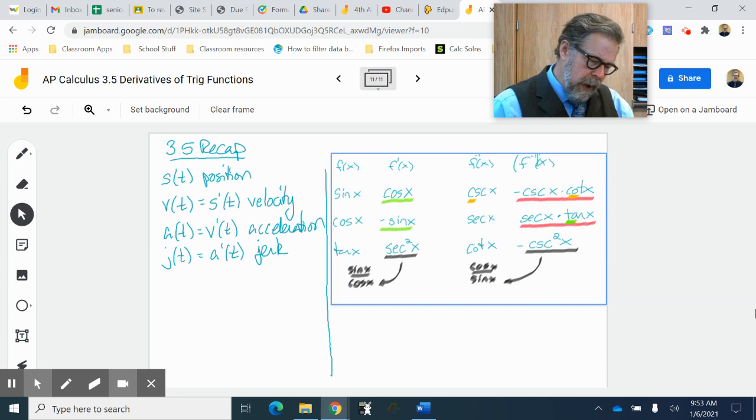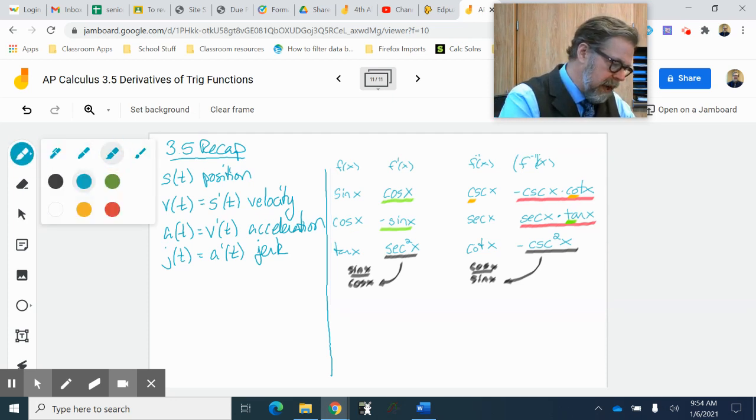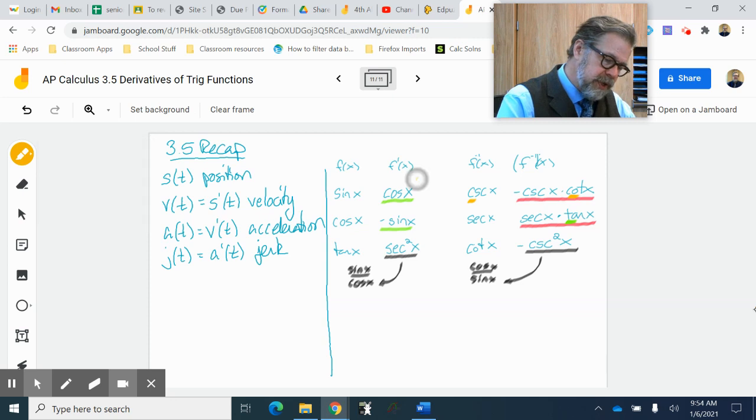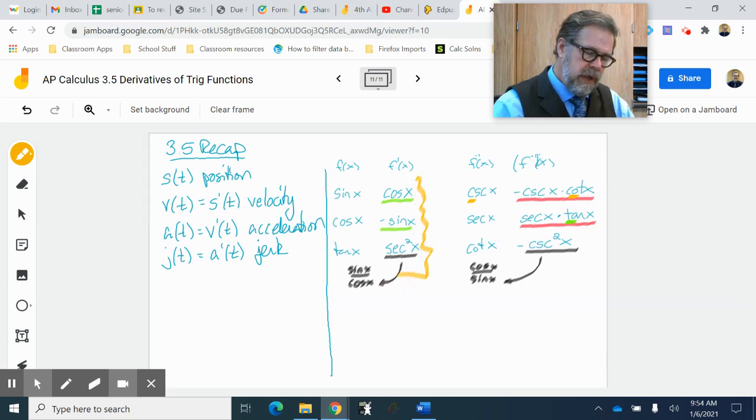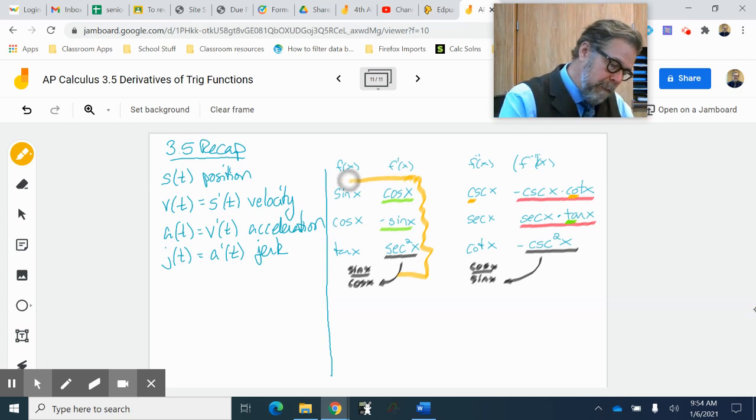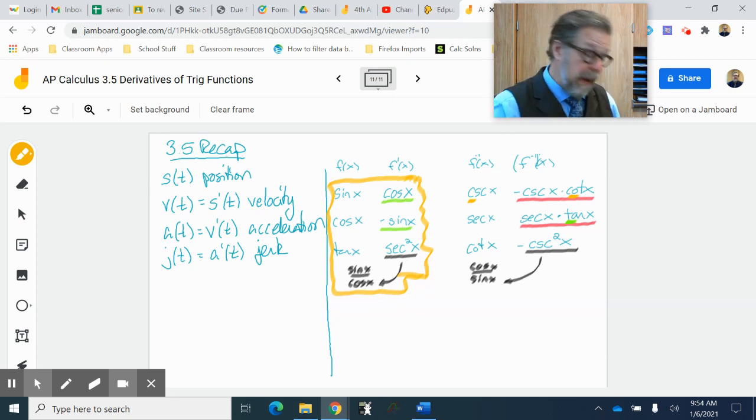So honestly, you could even derive the 3 on the right from the 3 on the left. We know cosecant is 1 over sine, so you could just use the quotient rule to bang out the derivative of cosecant. So at a minimum, you should memorize these 3 right here if you think you might have time to derive the other 3. But you may find it easier to just commit all 6 of them to memory.